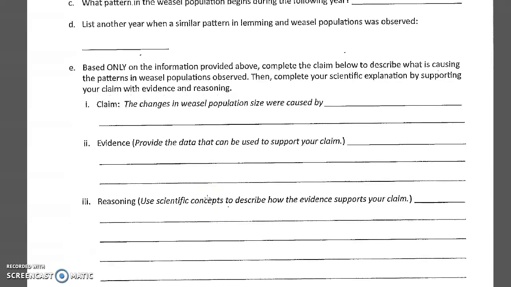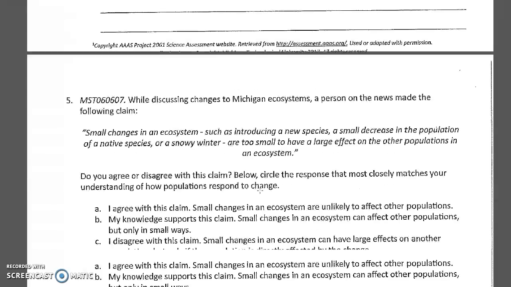E. Based on the information provided above, complete the claim below to describe what is causing the patterns in weasel populations observed. Then, complete your scientific explanation by supporting your claim with evidence and reasoning. So 1, the claim. The changes in weasel population size were caused by. You need to finish that sentence. Number 2, evidence. Provide the data that can be used to support your claim. Get some information from the graph. Number 3, the reasoning. Use scientific concepts to describe how the evidence supports your claim. On to the next page.